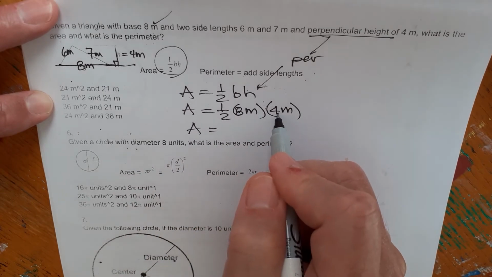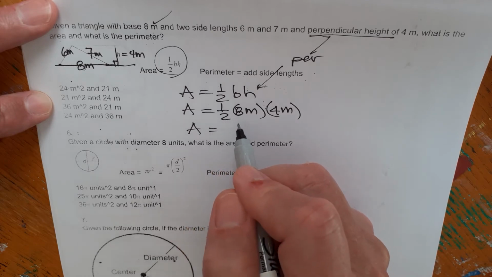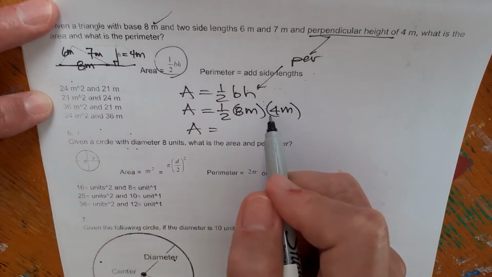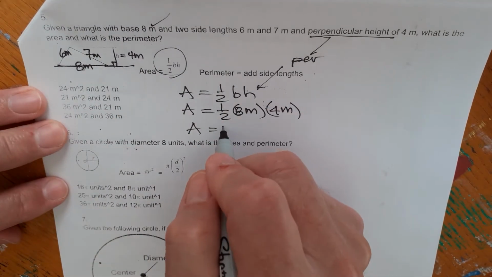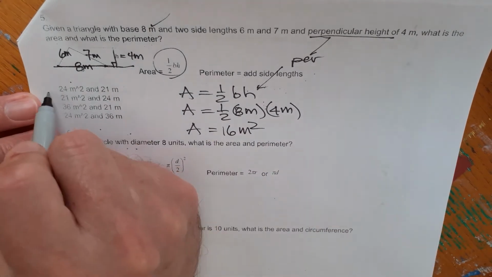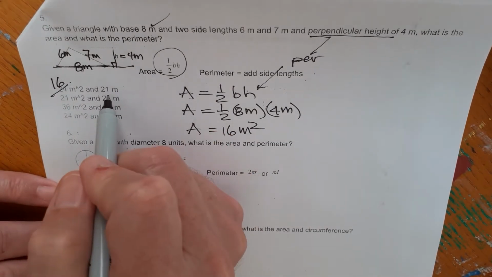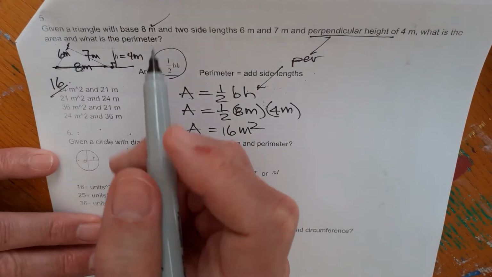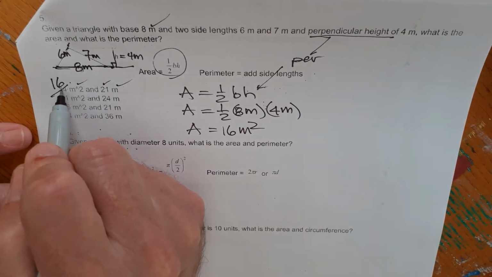8 times 4 is 32, divided by 2 is 16. I like 16 meters squared. And let's check perimeter. This would be 8 and 7 is 15, would be 21. So this one works out in meters, and the units work out, but I'd like this to be 16 right here.